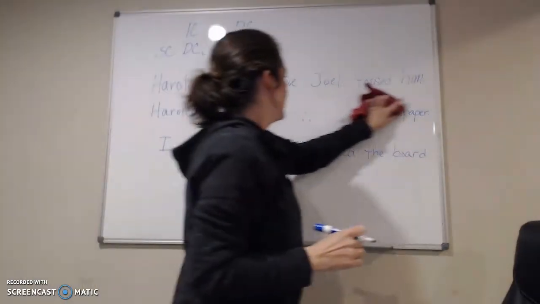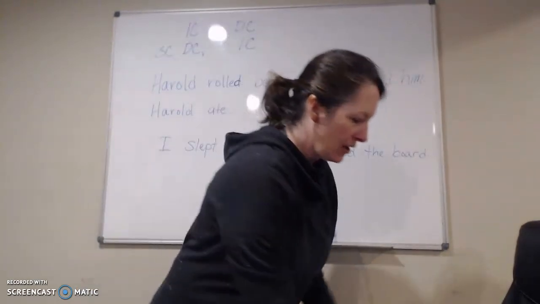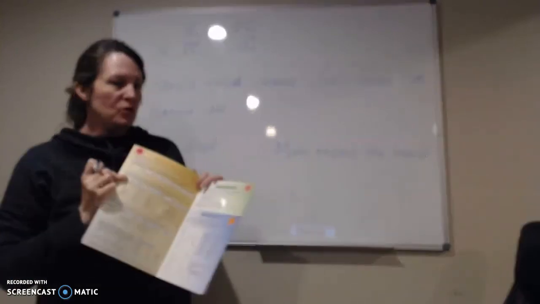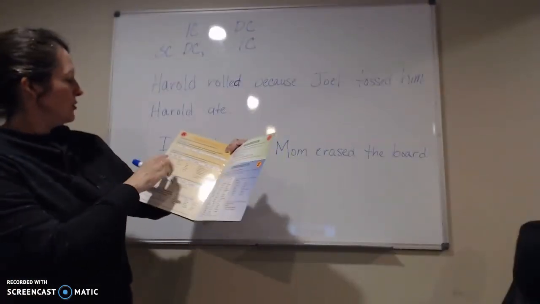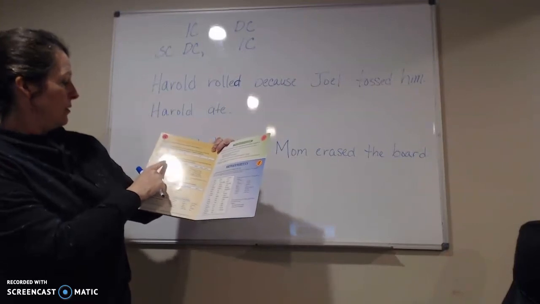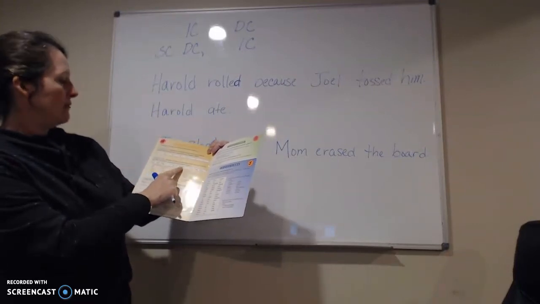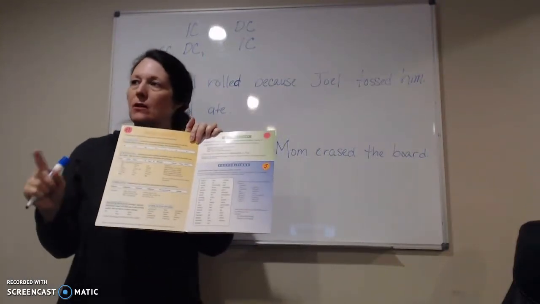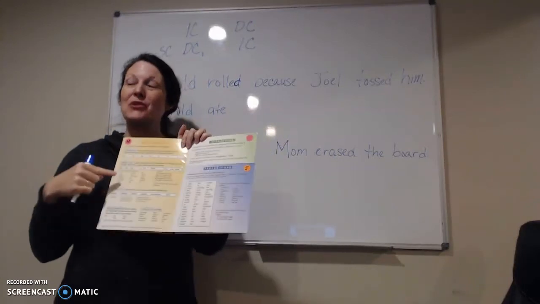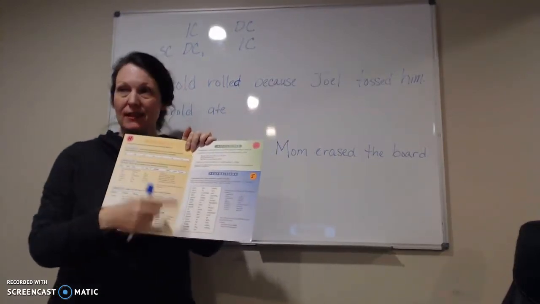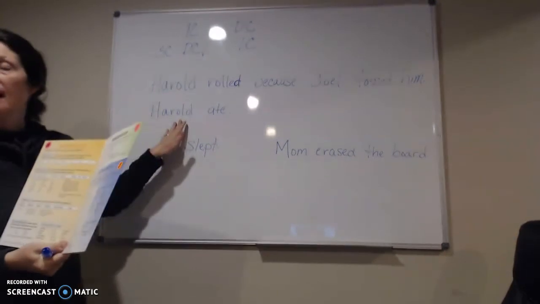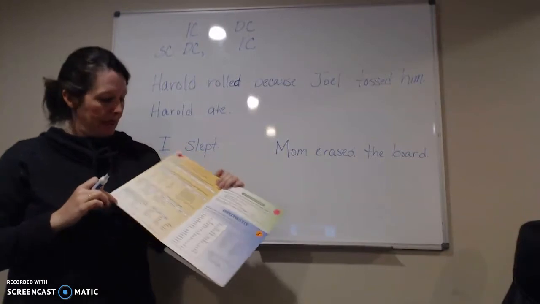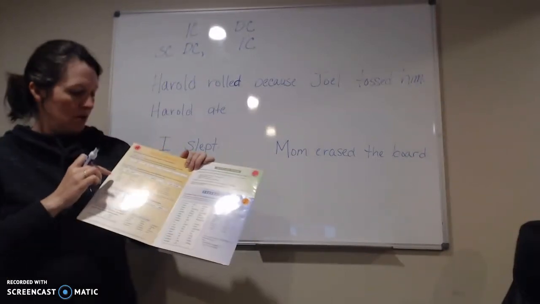Okay, let's look at this one. Harold ate. Now let's look at our list of subordinating conjunctions. We already used because. Harold ate, I could use when, while, where, as, since, if, although, whereas, unless. So we're going to choose one of these to make this a complex sentence. What would you like to use this time? Harold ate since he was hungry.